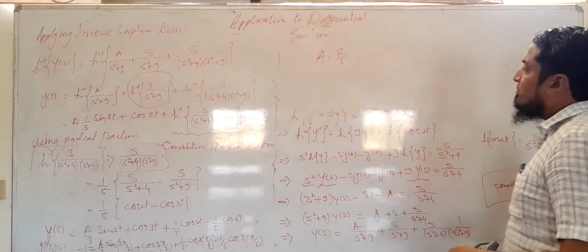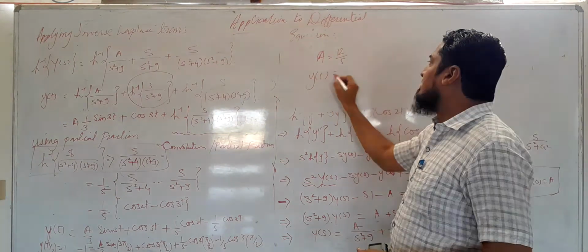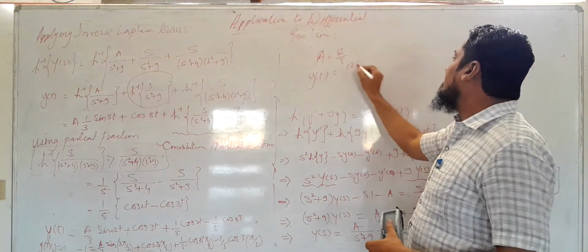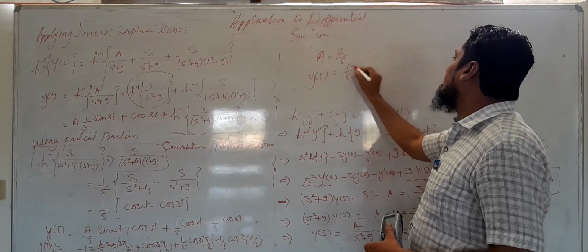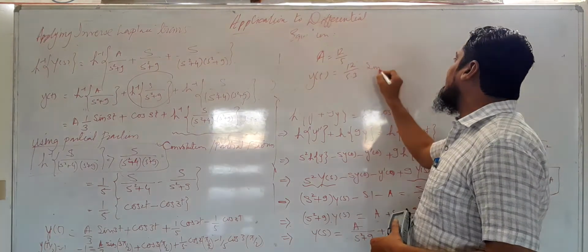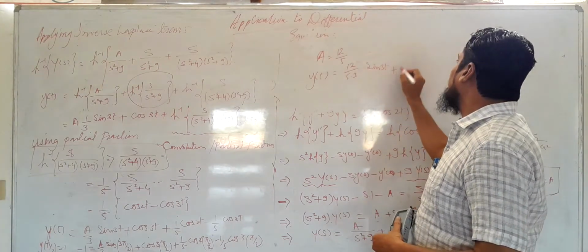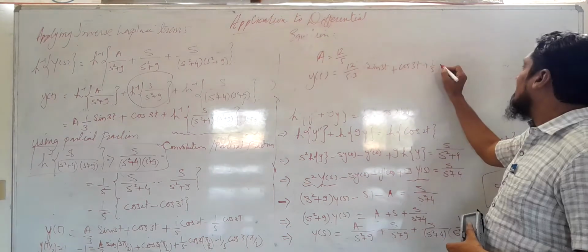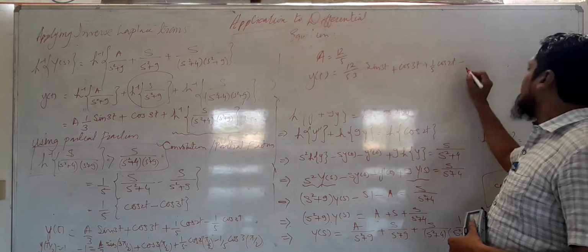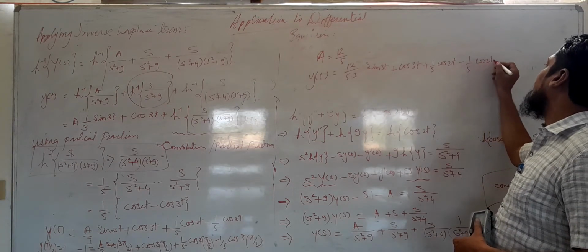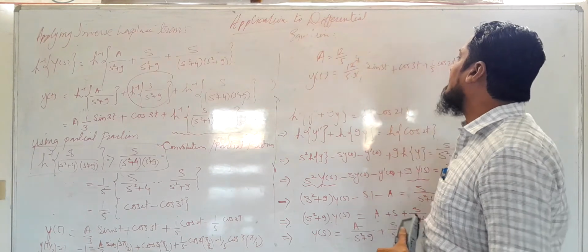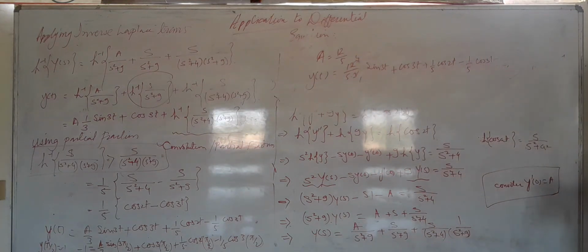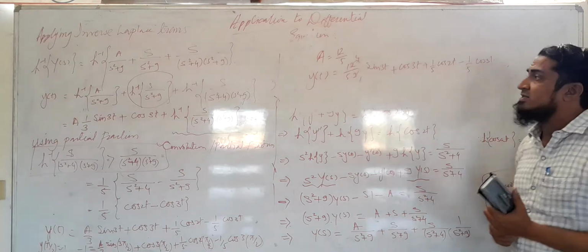By putting this value, we will get y of t is equal to 12 upon (5 into 3) sin 3t plus cos 3t plus 1 upon 5 cos 2t minus 1 upon 5 cos 3t, that is, 4 upon 5 sin 3t plus cos 3t plus 1 upon 5 cos 2t minus 1 upon 5 cos 3t. It is the required result for this example.